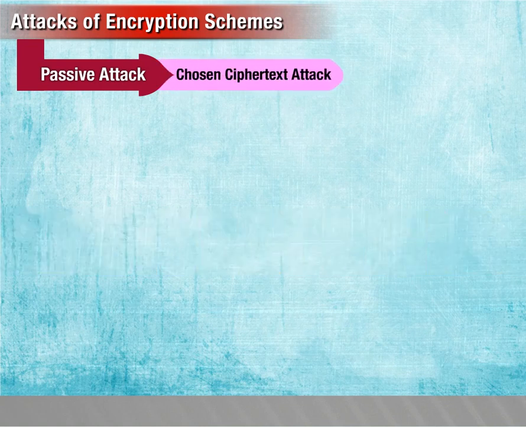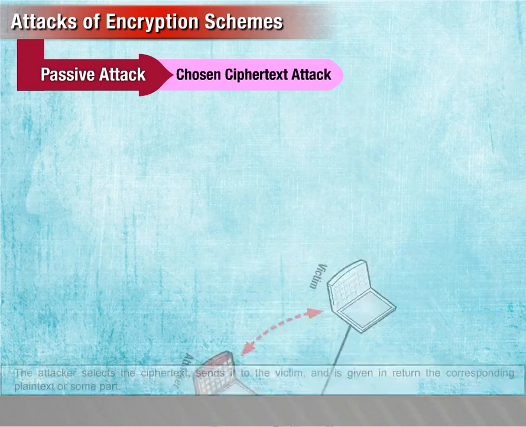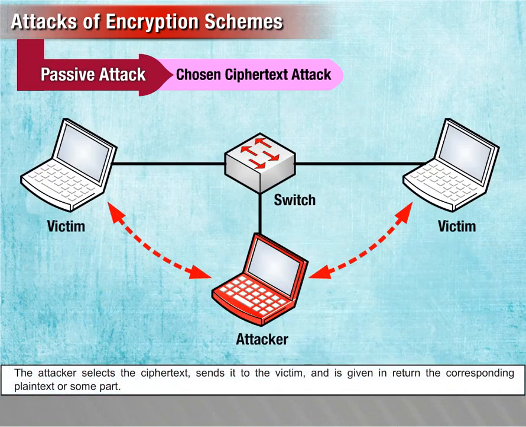Chosen ciphertext attack. Chosen ciphertext attack (CCA) is an attack model for cryptanalysis in which the cryptanalyst gathers information, at least in part, by choosing a ciphertext and obtaining its decryption under an unknown key. The attacker selects the ciphertext, sends it to the victim, and is given in return the corresponding plaintext or some part.